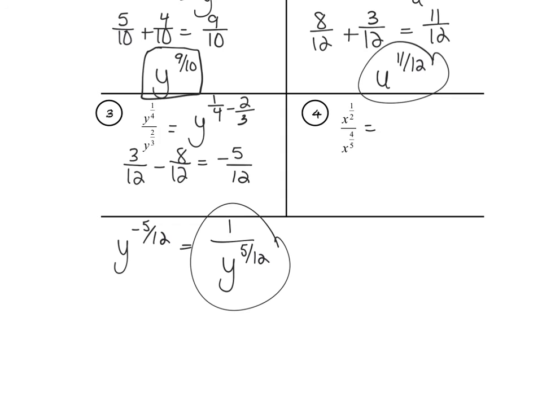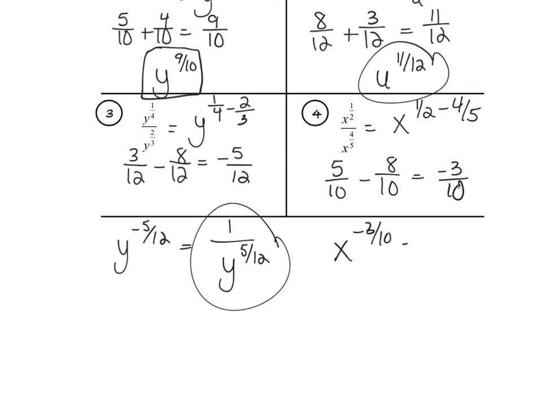And same thing with the fourth example, we're going to take 1/2 and we're going to subtract out 4/5. Common denominator is 10. So my new numerator is going to be 5 for the first one and 8 for the second one. And 5 minus 8 is negative 3/10. So we're almost done there. We need to write x to the negative 3/10, but that moves to the bottom. So our final answer is 1 over x to the positive 3/10 power.